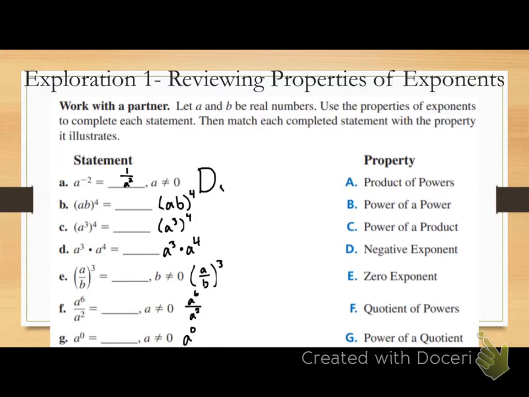Okay, so like I said, you're either working with a partner or on your own to complete the statement and then match the property with it. So what is G? A to the 0 power. If you need to, think about what the expanded form would be if you wrote it out instead of using exponents. So AB to the 4th would be AB times AB times AB times AB. See if you can figure it out from that, if you can't figure it out otherwise.